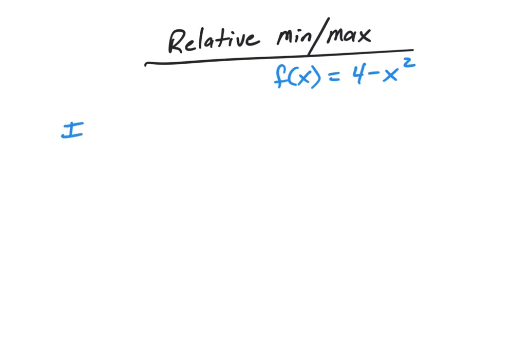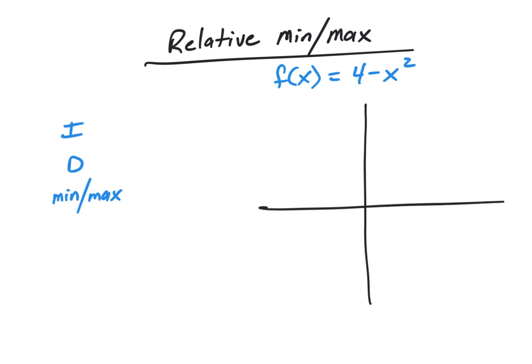So we're still going to do increasing, decreasing, and then we're going to talk about a min or a max. There are going to be some graphs that are going to have both a minimum and a maximum. We'll show you what that looks like. There'll be some that won't have a minimum or some that won't have a maximum. Okay, so if we graph this one, 4 minus x squared, put it into your y equals.